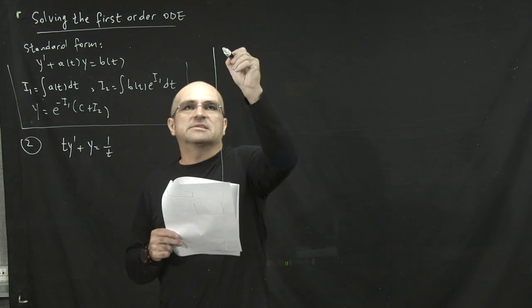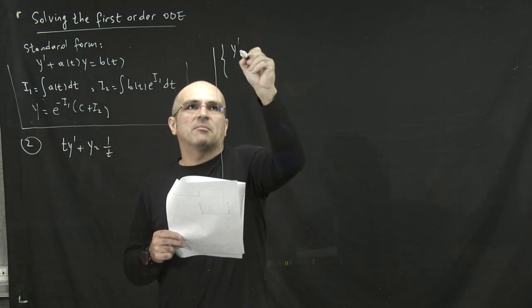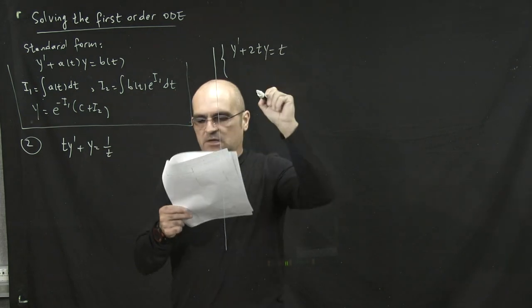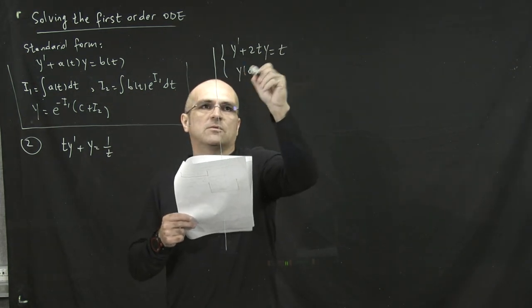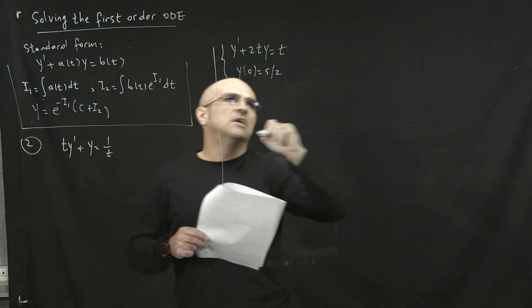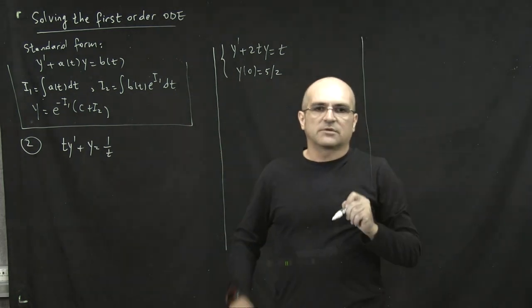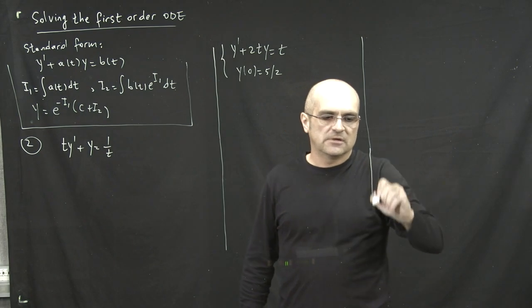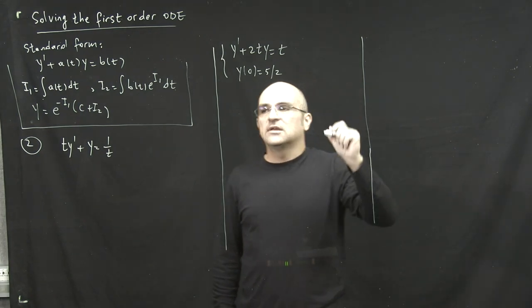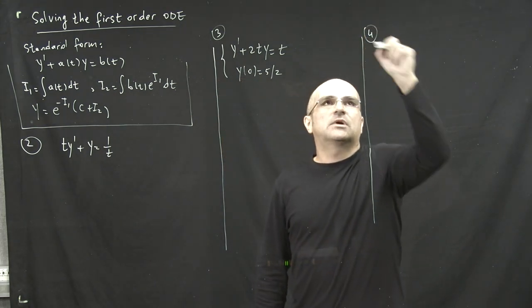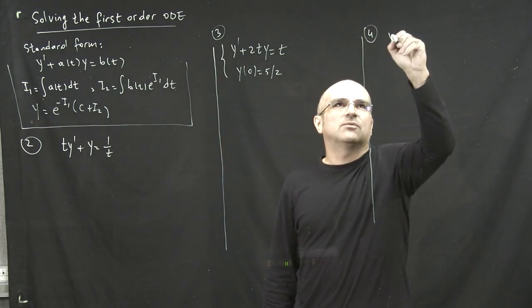Let's actually make this an initial value problem. So y prime plus 2ty equals t, y of 0 equals 5 over 2. And the last one that I want to talk about and give some important remarks on how you do it efficiently. So that's number 3. The last example, example 4, let's put one ODE with constant coefficient.